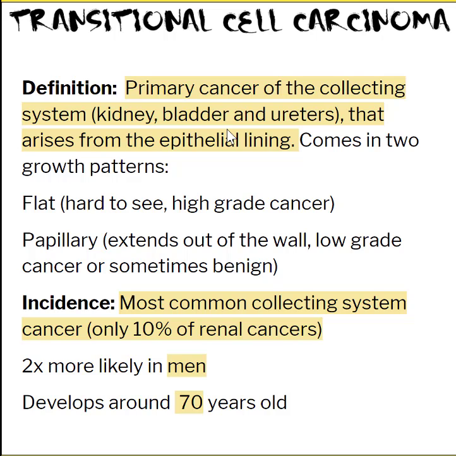So walking that back a little bit, renal cell carcinoma is the most common malignancy of the kidney, accounting for most of the cancers of the kidney. Transitional cell is the most common of the collecting system, so the renal pelvis, bladder, and ureters, but we don't often see transitional carcinoma in the kidney at the pelvis. Just like renal cell carcinoma, transitional cell carcinoma is 2 times more likely in men and also typically develops later in life around 70 years old.